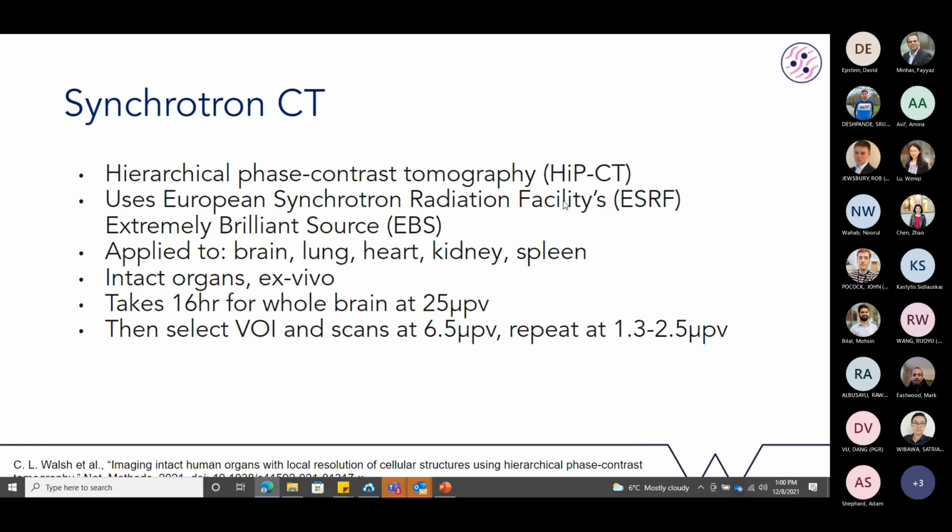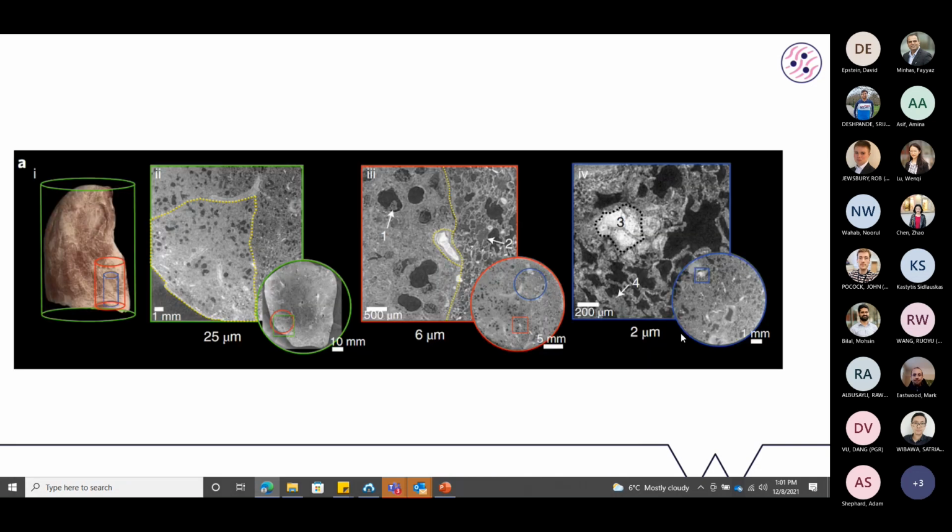Yeah, exactly. So I'll just quickly show a bit of an example about synchrotron CT as well. There was a study that used hierarchical phase contrast tomography, so-called HiP-CT. They've used a massive synchrotron in Europe, in France, I believe, and they've used it on the brain, lung, heart, kidney, spleen, etc. They've scanned a whole brain at 25 microns per voxel, so quite high resolution. It took about 16 hours, then they zoomed in on different areas and got it at 1 to 2 microns per voxel, so really high resolutions.